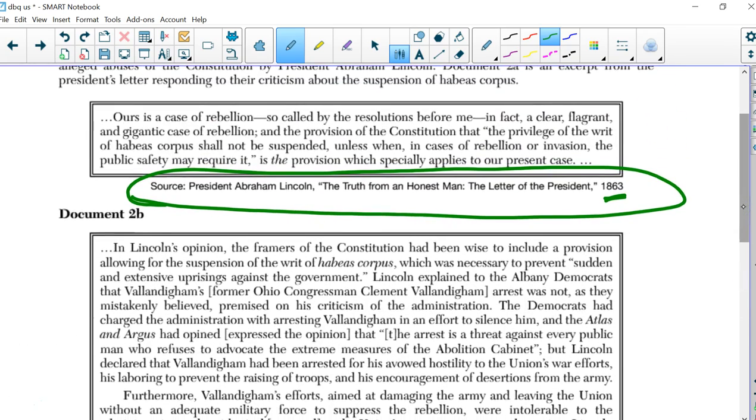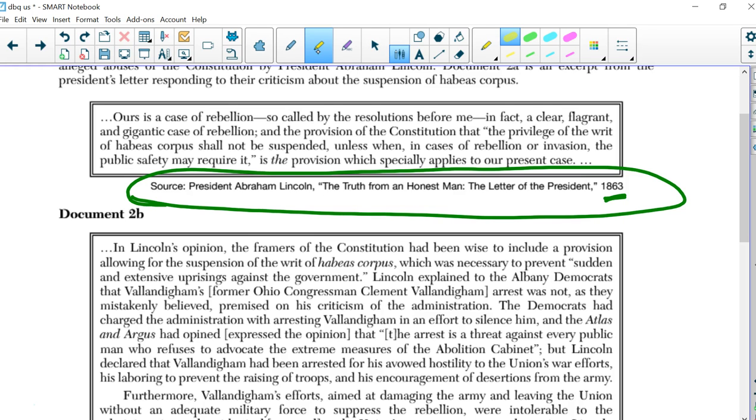Okay? So, back to Abe. Ours is a case of rebellion, so called by the resolutions before me. In fact, a clear, flagrant, and gigantic case of rebellion.